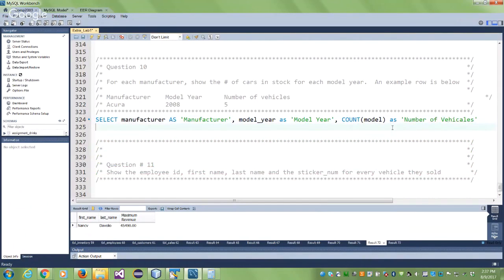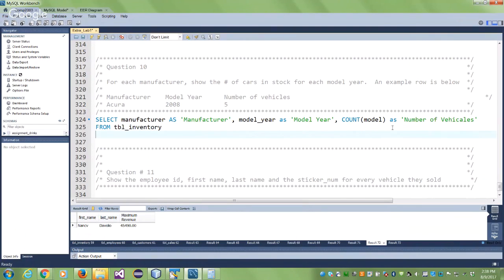Okay, now from which table? From the inventory table. Now, for each manufacturer, show the number of cars in stock for each model year. So group by. You haven't done this before, I think. We've always done a grouping by one, I think, right? For each manufacturer, and inside each manufacturer, for each year.